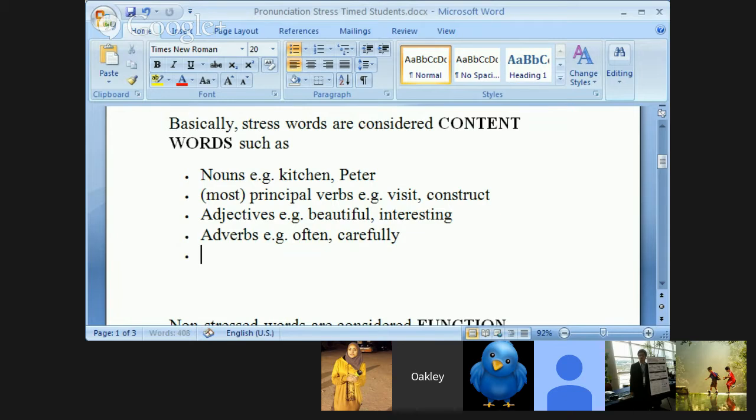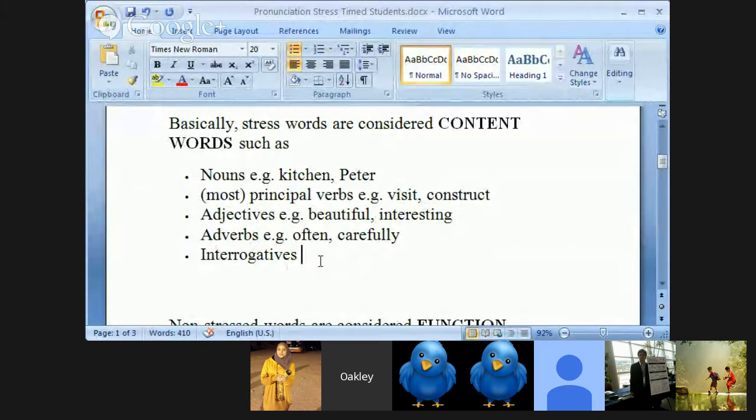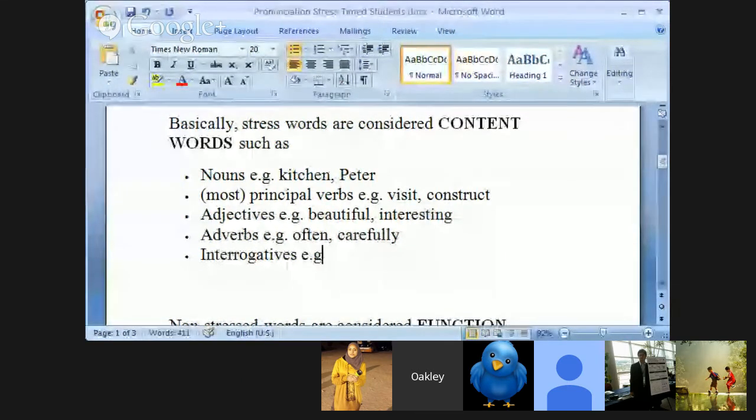However, I'm going to throw a couple more in here because we're thinking about words that are usually stressed in sentences. Okay, here's one. Here's a big word. What am I talking about? Emmanuel, interrogatives. What are interrogatives?